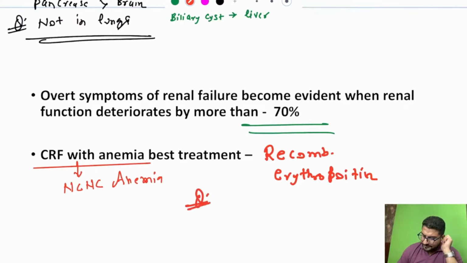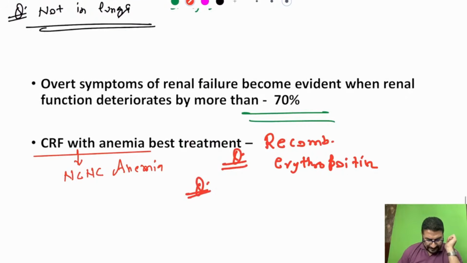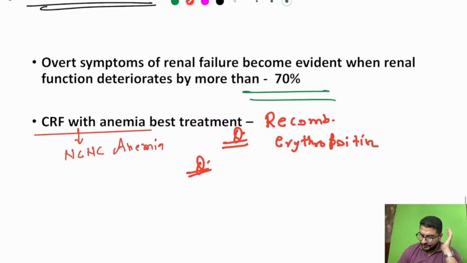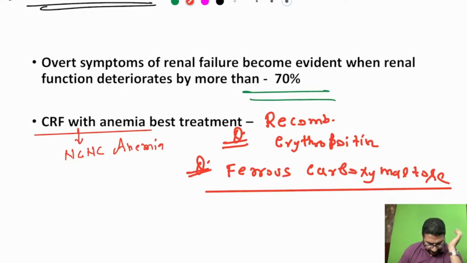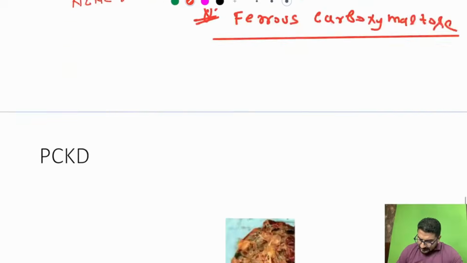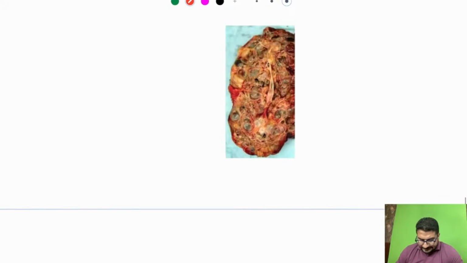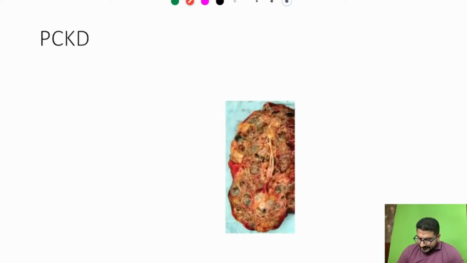Another question they ask you: if you have to give an iron supplement, then which iron preparation will we use? So remember ferric carboxymaltose is preferred. Do not use any other iron preparation. Only this carboxymaltose is recommended in a CKD patient or CRF patient. Done. Now you can see this is PCKD. So questions are asked in the exam from PCKD. You can see multiple cysts in the kidney.